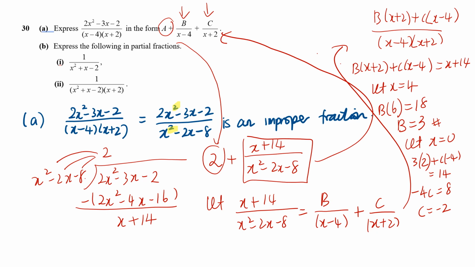Right, so therefore the partial fractions will be, okay, express it as A. A we found out to be 2 already. Then B we found out to be 3, so 3 over x minus 4. And then C we found out to be negative 2, so negative 2 over x plus 2. So that will be your answer for part A.